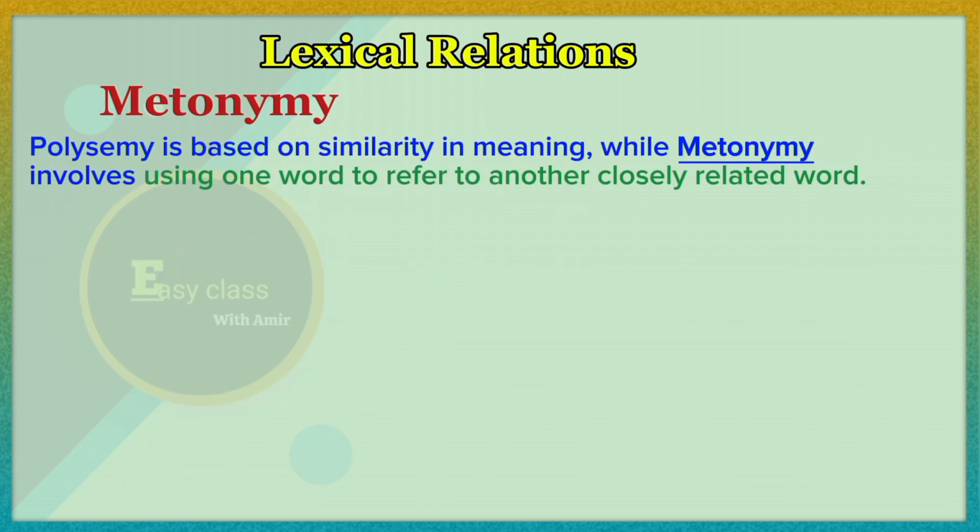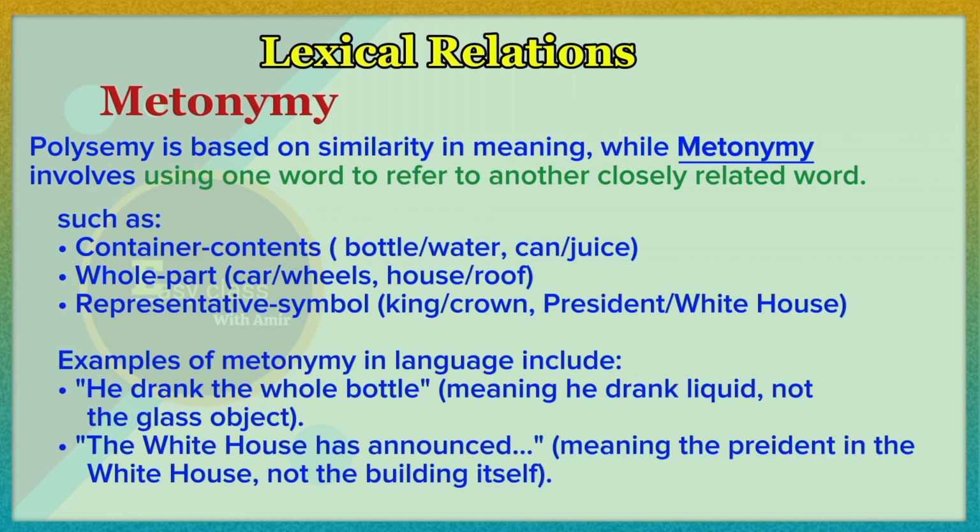Metonymy. Polysemy is based on similarity in meaning, while metonymy involves using one word to refer to another closely related word, such as container and contents, like bottle and water, can and juice; whole and part, car and wheels, house and roof; representative and symbol, king and crown, president and White House. Examples of metonymy in language include, he drank the whole bottle, meaning that he drank liquid, not the glass object, and the White House has announced, meaning the people in the White House, not the building itself.